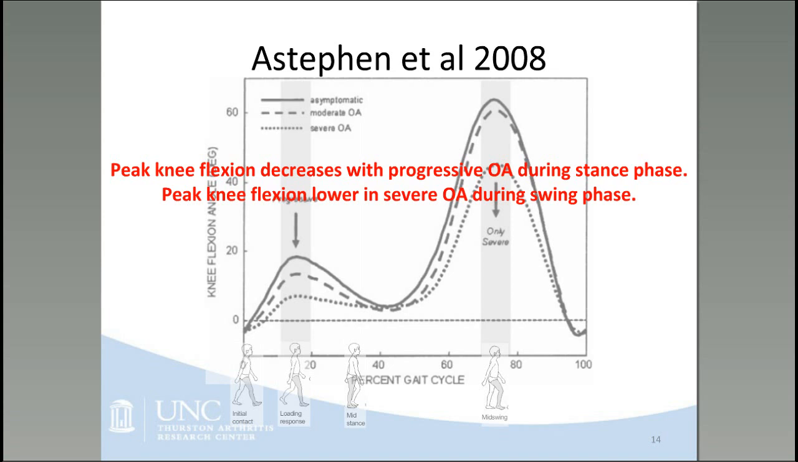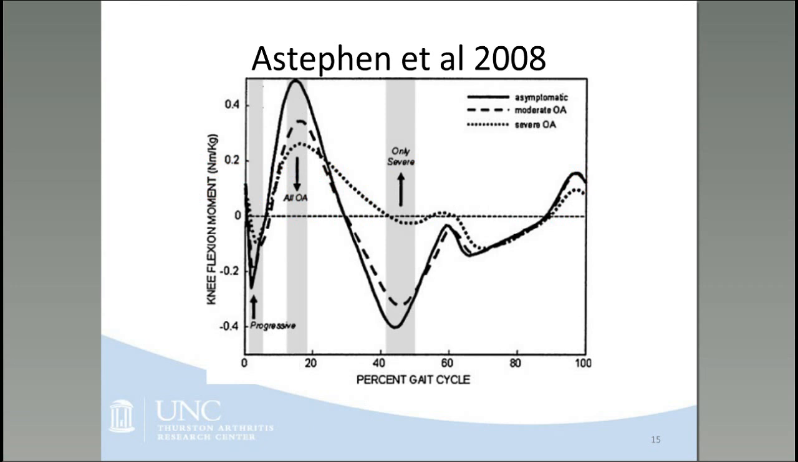So the take-home message here is that peak knee flexion decreases with progressive OA during stance phase, and peak knee flexion is lower in severe OA during swing phase.